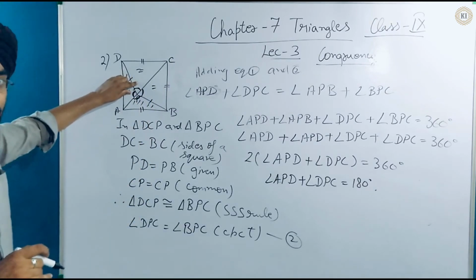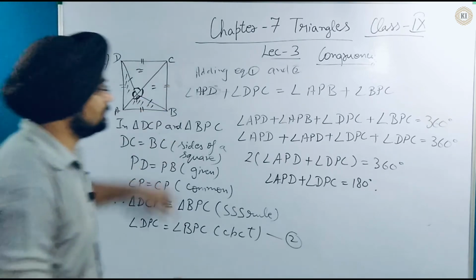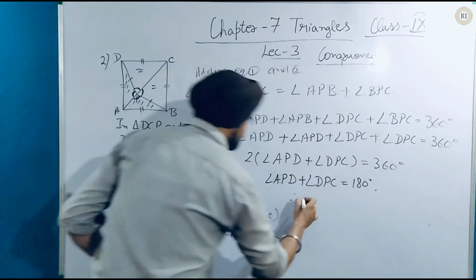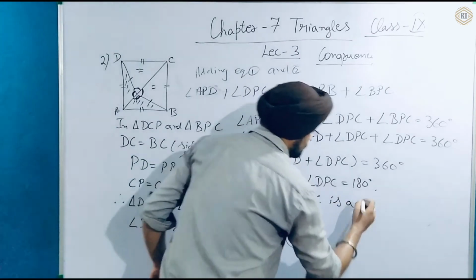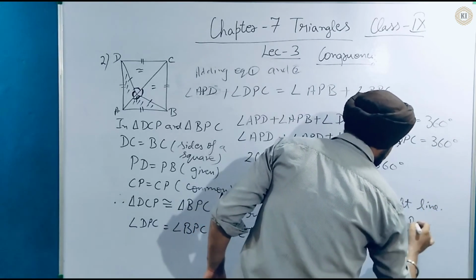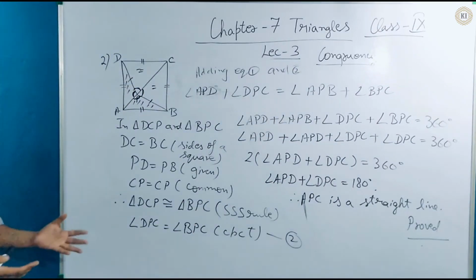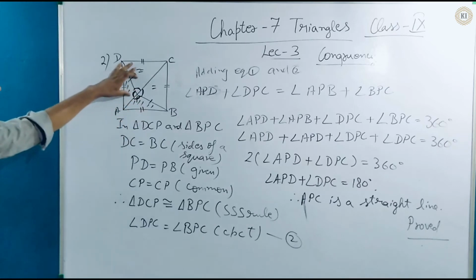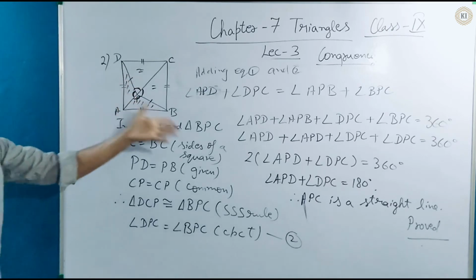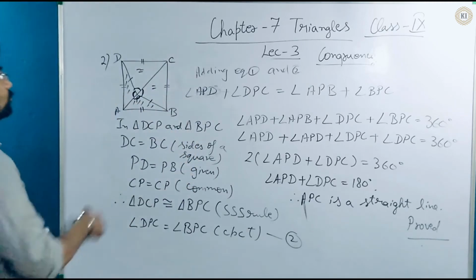So these two angles, APD and DPC, are equal to 180 degrees, and you can see that these two angles form a linear pair. The sum of a linear pair is 180, therefore line APC is a straight line. Proved. So this is the proof of question number 2. The proof is not very complicated; we only have to prove these two triangles congruent and these two triangles congruent, and add the total angle, and we get APC as a straight line. Now let us move to question number 3.